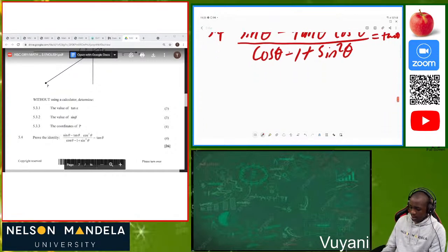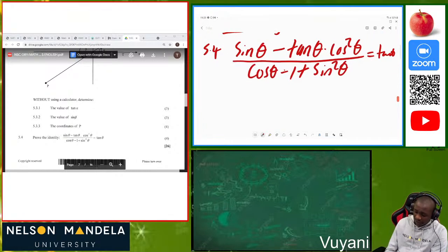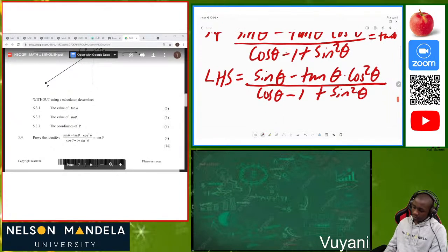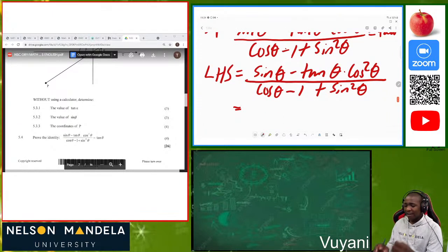Now, on this question, they said prove the identity, right? So we have to write the left hand side, the one which we're going to prove: sine theta minus tan theta times cos squared of theta, all divided by cos of theta minus 1 plus sine squared of theta. So now let's go. Wherever we see identities, we change everything.